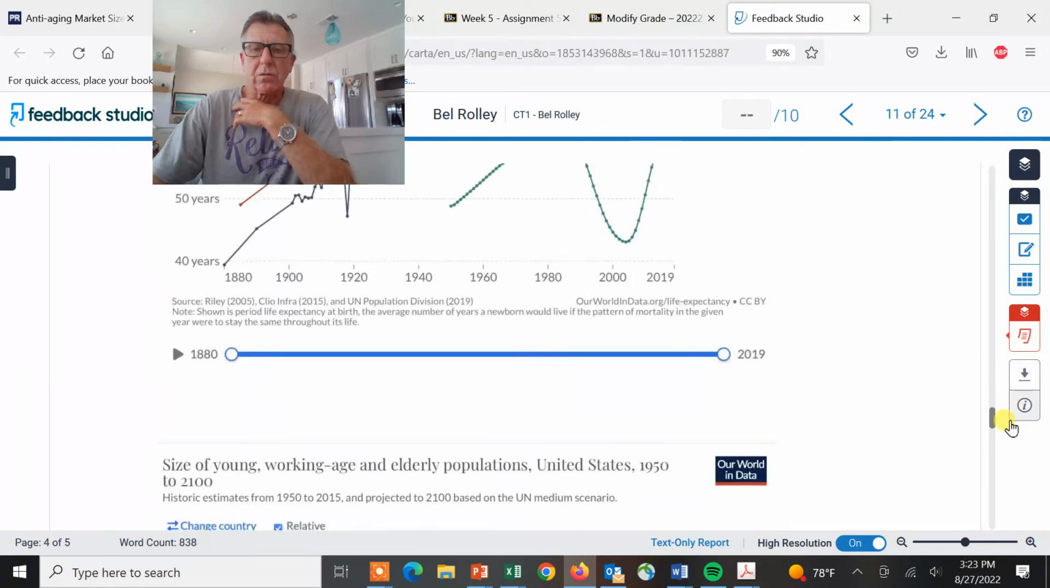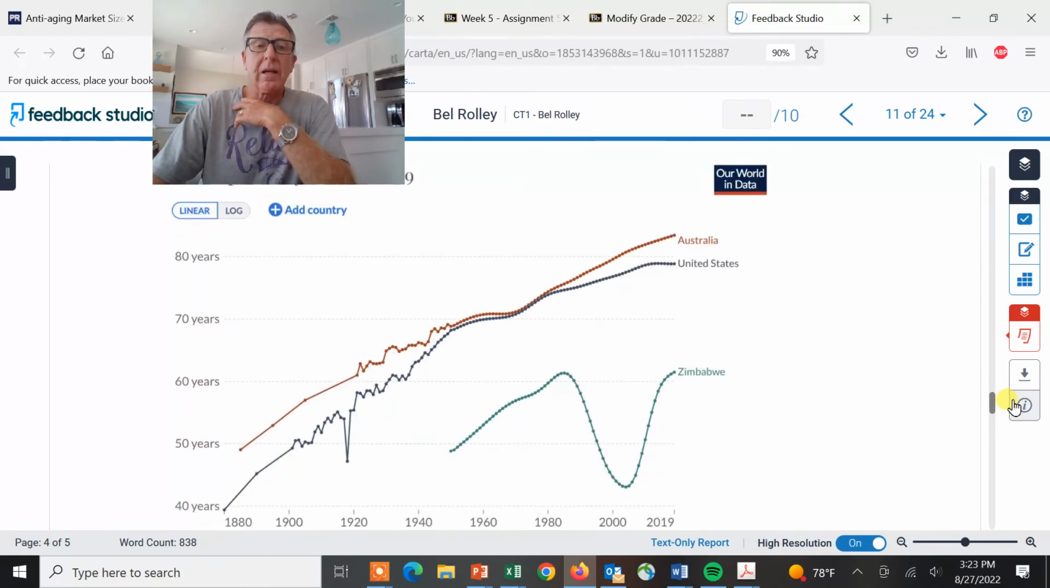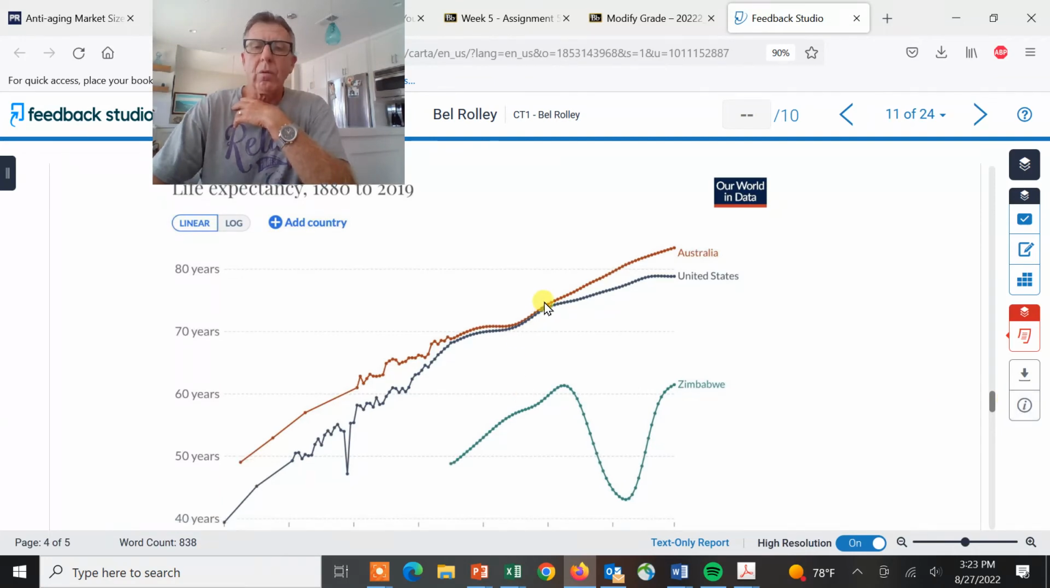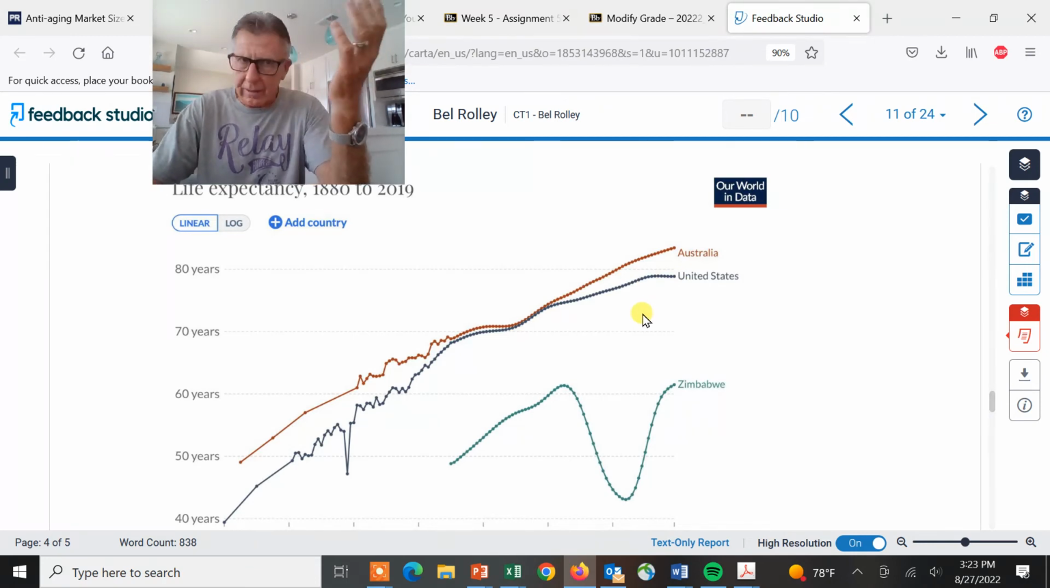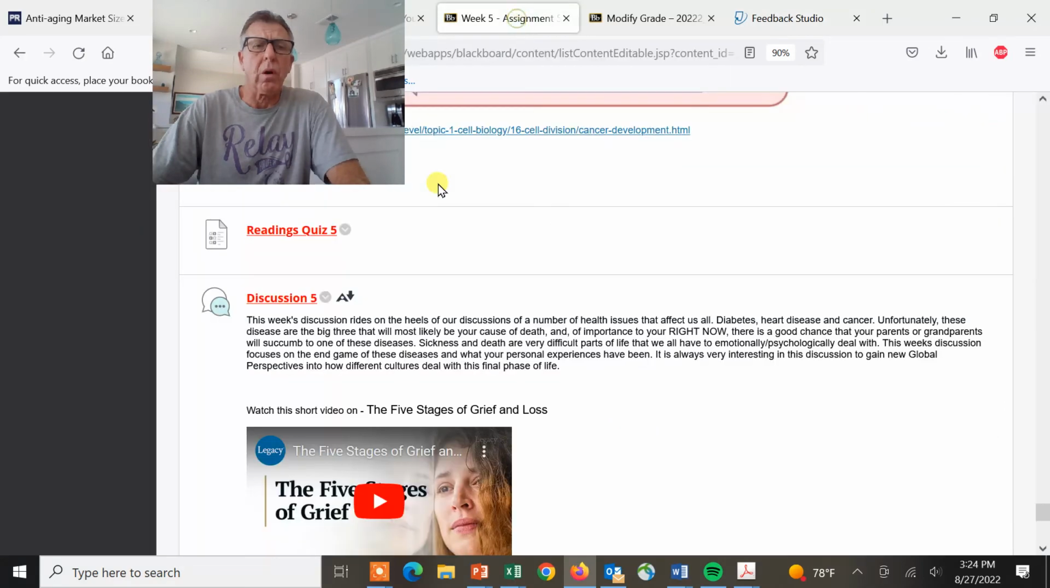We go back down here and look at it. So this is life expectancy, going from 1880 to 2019. Sadly, we've seen this drop in life expectancy compared to Australia, so reflect on that: the opioid epidemic, inequity in terms of lower socioeconomic status. And you see right here HIV, subsequent AIDS, and what it did to Zimbabwe. So it's pretty fascinating when you look at that. That's how that's done. All right, guys. Very cool.